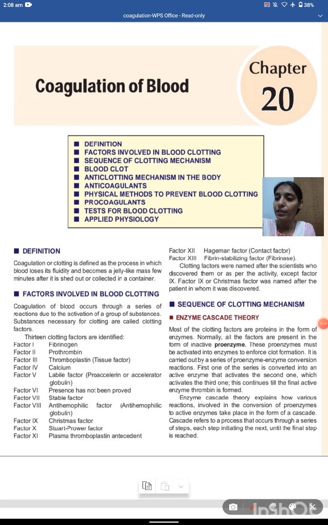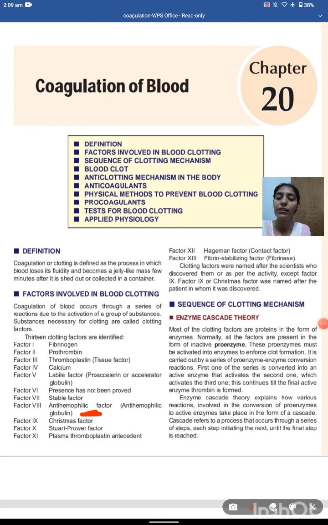Here you can see factor number 1 is fibrinogen, factor number 2 prothrombin, then factor number 3 thromboplastin. After that, factor number 4 is calcium, factor number 5 is labile factor, and factor number 6's presence has not been proved. It means we have not discovered this factor number 6 yet.